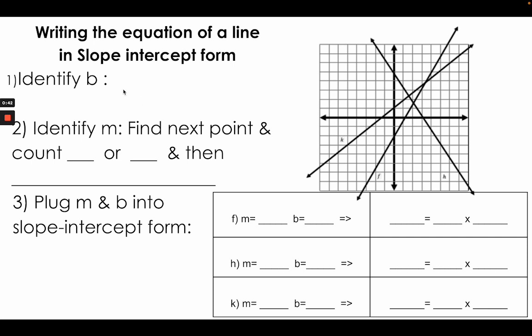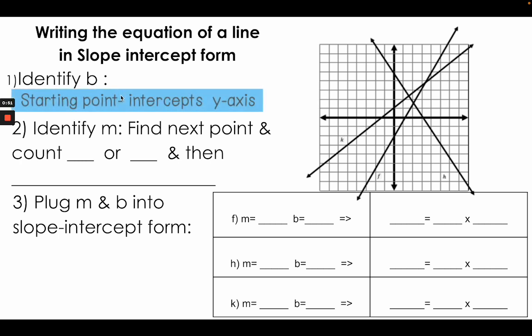Let's start off here by identifying B. And the reason why we identify B is because this is going to always be our starting point. This is our y-intercept, and it's always going to be through the y-axis here.